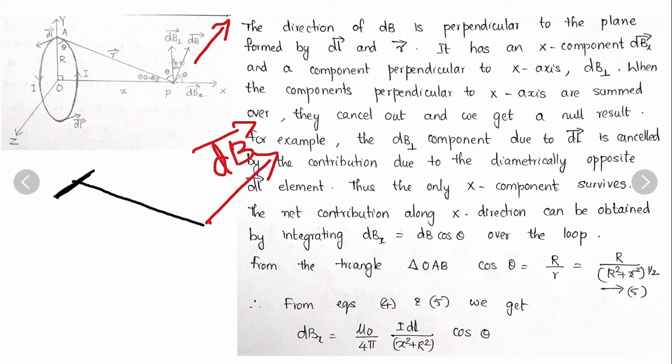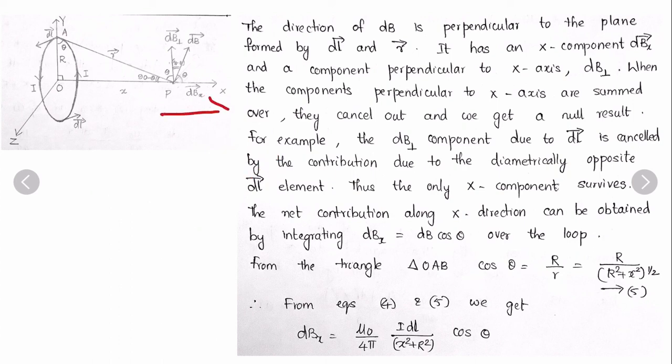Then we resolve the components of dB bar. Let us resolve the components of dB bar. Along x-axis it is dBx. Along y-axis it is dBy or dB perpendicular. dBx is the component along x-axis, and dB perpendicular is the component along y direction, perpendicular to that.